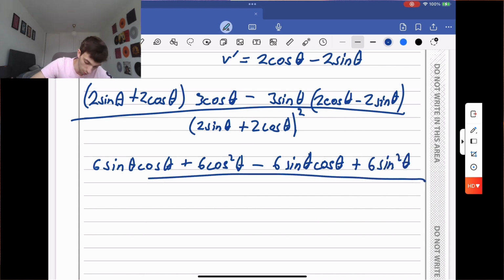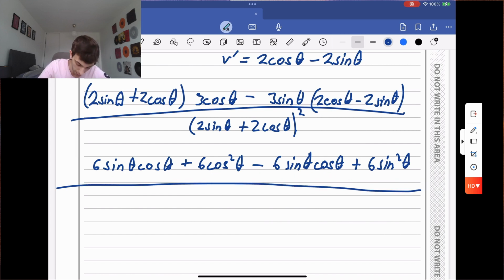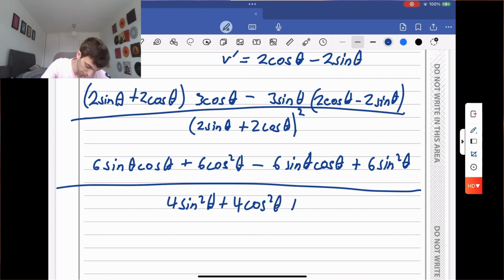It's going to be all over, let's try to draw that a little bit nicer, all over 2 sine theta plus 2 cos theta all squared. So that's going to be 4 sine squared theta plus 4 cos squared theta plus, so then 2 sine theta times 2 cos theta. We're going to have 2 of those.